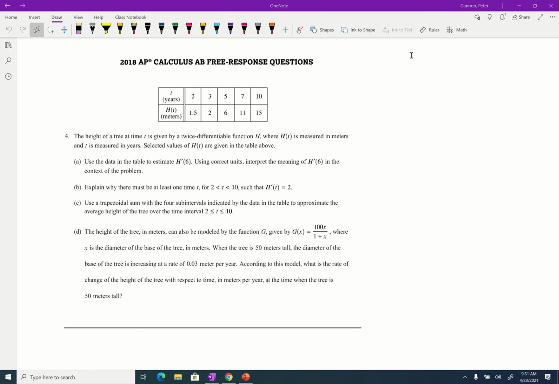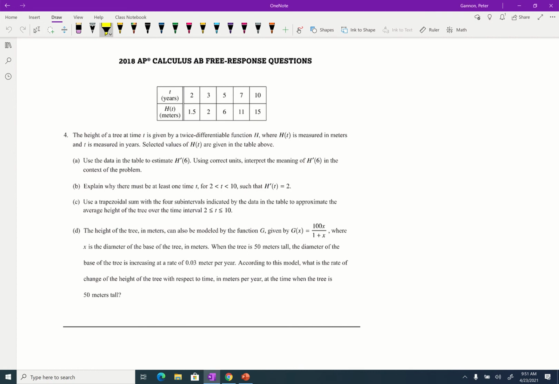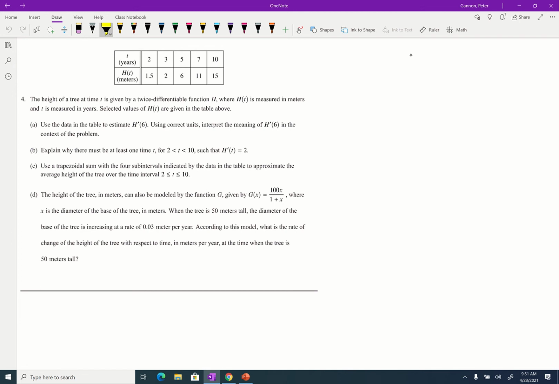The question says the height of a tree at time t is given by a twice differentiable function h, where h of t is measured in meters and t is measured in years. Selected values of h of t are given in the table above. So just real quick, some important information that we need to be aware of are our function that we're talking about is twice differentiable. H of t is in meters and time is years. So that's all good stuff to keep in mind.